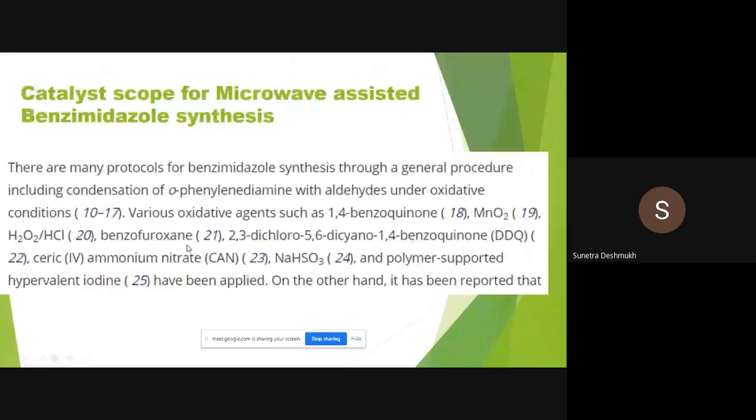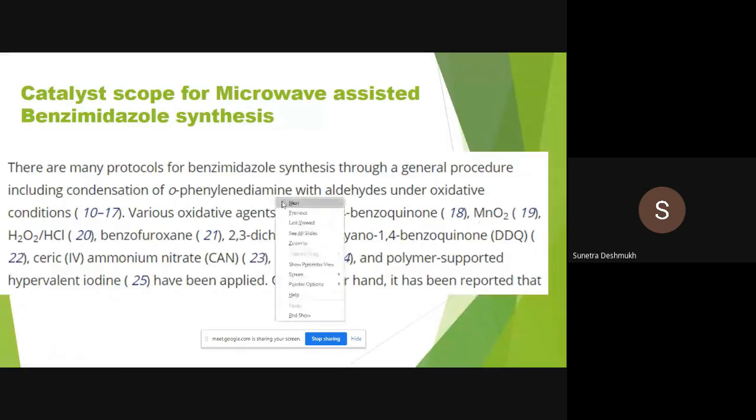For benzimidazole synthesis, we can use different catalysts. As an oxidative agent, we can use manganese dioxide, hydrogen peroxide plus HCl, benzoyl peroxide, DDQ, ceric ammonium nitrate, sodium bisulfite. Out of these, we have plenty of ceric ammonium nitrate in our laboratory, and we can also use DDQ. Manganese dioxide is also easily available. So we can try any of those catalysts and conduct this benzimidazole synthesis.